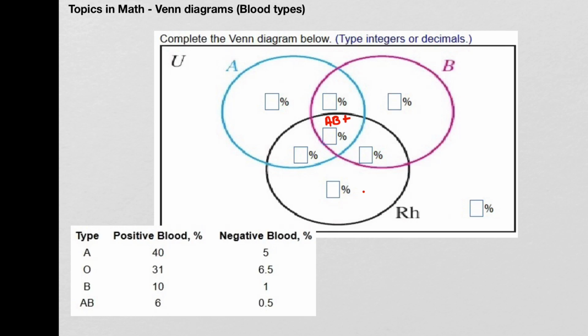Now I'm going to move over to the part of A that overlaps with the RH factor, but not B. So we're missing B, but we do have A, and we do have the RH factor. So that gives me an A plus, or A positive. Then, similarly, we can come over to the other side of the Venn diagram, and I'm looking at the section that is in B and has the RH factor, but not A. So that's B positive.